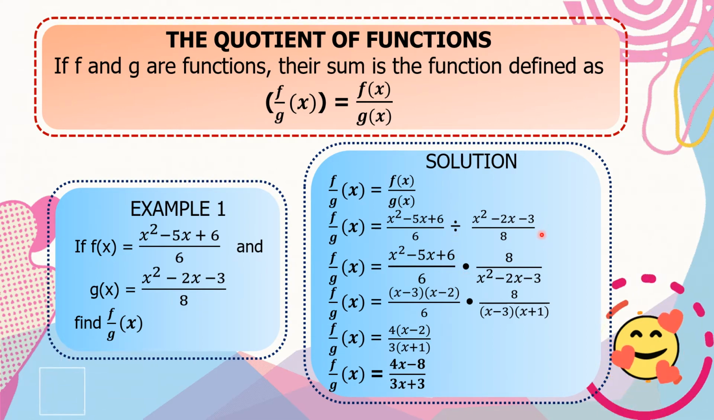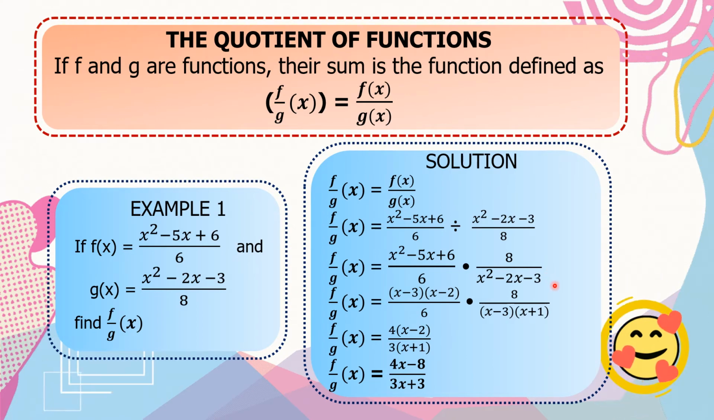At kunin natin yung reciprocal ng ating divisor. So, yung numerator natin dito ay magiging denominator. At yung denominator na 8 ay magiging numerator. So, yung reciprocal ngayon ay 8 over x squared minus 2x minus 3. So, bago natin ito i-multiply, mag-factor muna tayo since meron tayong quadratic dito at yung 8 at 6 ay divisible by 2 para mas mapadali yung ating pag-simplify mamaya. Kasi baka meron tayong pwedeng i-cancel na common factor.